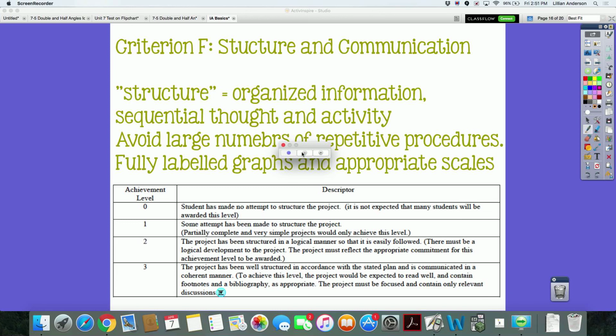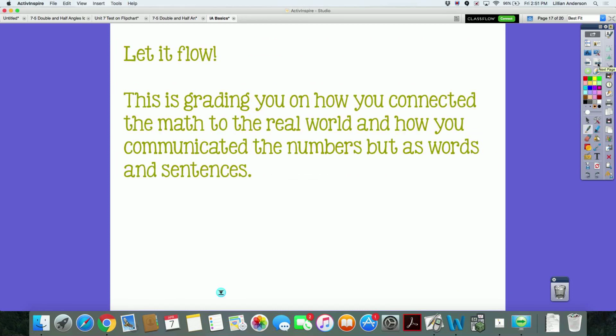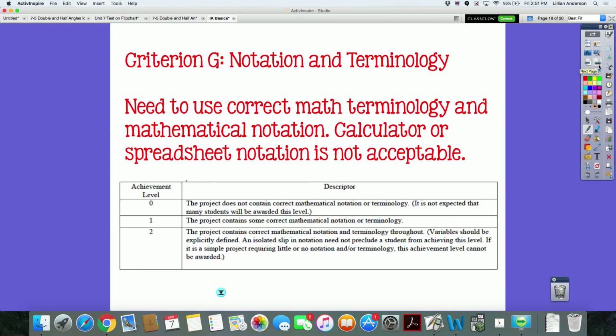So, the last criterion. Let it flow. Yes. Oh, like let it flow. No. Let's let it flow. Make sure it makes sense.